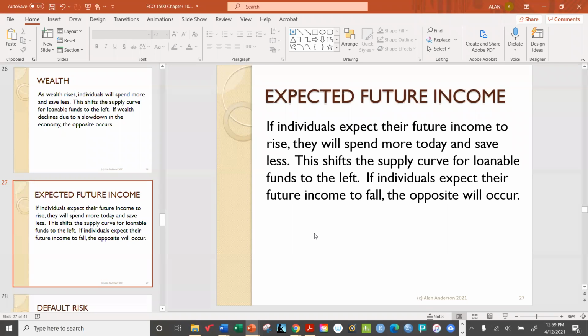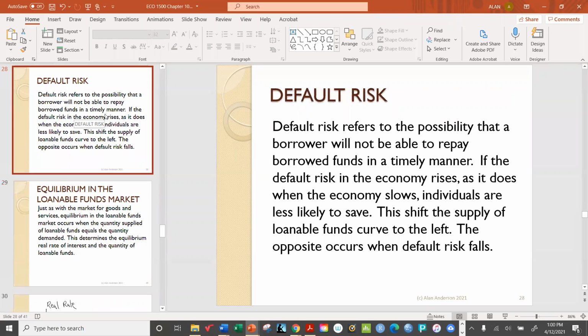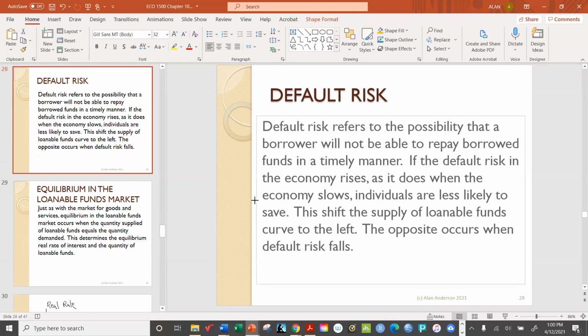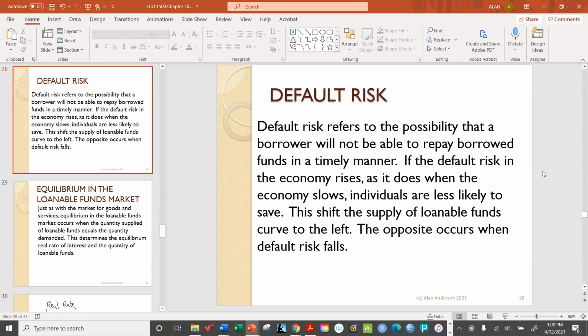Now, this next one is interesting. I started to mention this earlier, default risk. The word default means that a borrower does not repay the money that they owe. Well, if you're a lender, that's always a possibility. You have to be worried about that. Unless, let's say, you put your money in the bank.